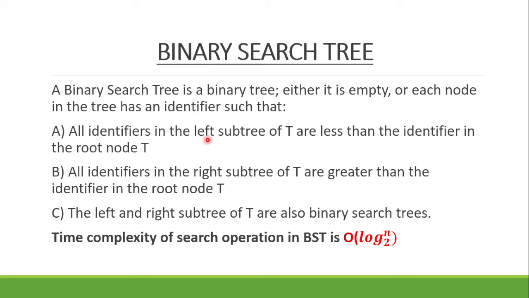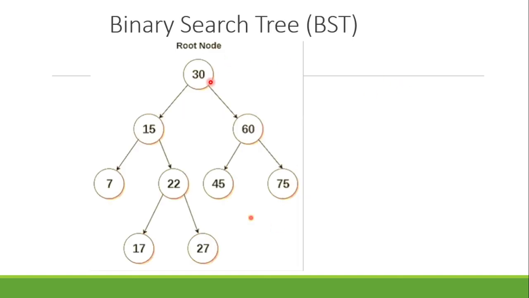All identifiers in the left subtree of the root node T are less than the identifier in the root node T. Then, all identifiers in the right subtree are greater than the identifier in the root node T. Then the left and right subtrees of T are also binary search trees. So it is a recursive thing. Here we have the root node 30. Its left subtree has all nodes with values less than 30. Its right subtree has all values which are greater than 30.